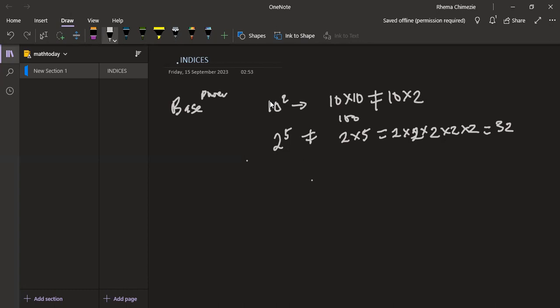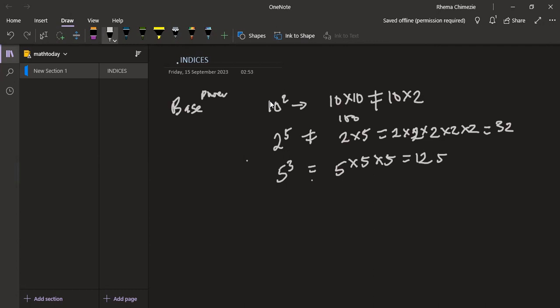If I have 5 raised to power 3, what does that mean? It means 5 times 5 times 5. And that will give me 125. So this is an index number, with the power and the base.